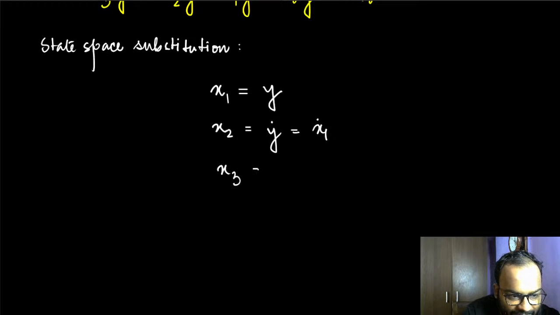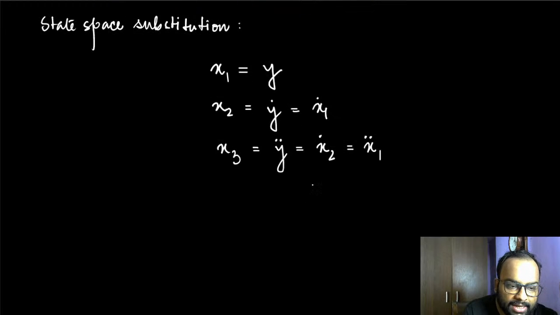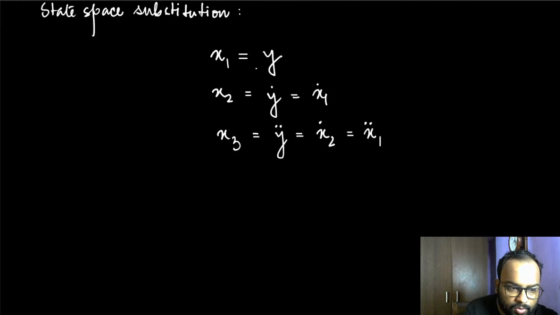And we are going to assume another variable x3, which is going to be the second derivative of y, which is the first derivative of y dot, which is the first derivative of x2, which is the second derivative of x1. I think this is understandable, right? So y is called x1, the derivative of y is called x2, and the second derivative of y is called x3, and so on.